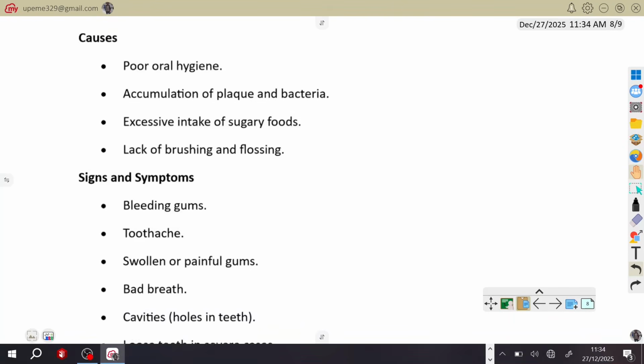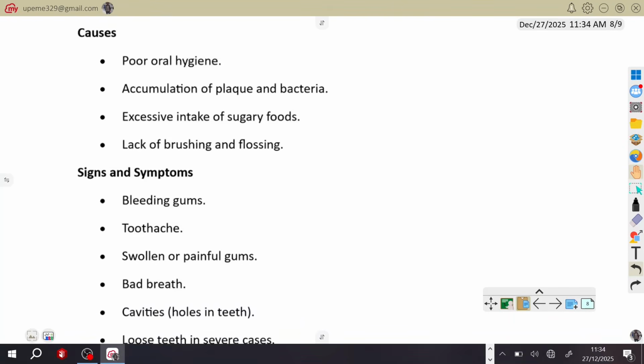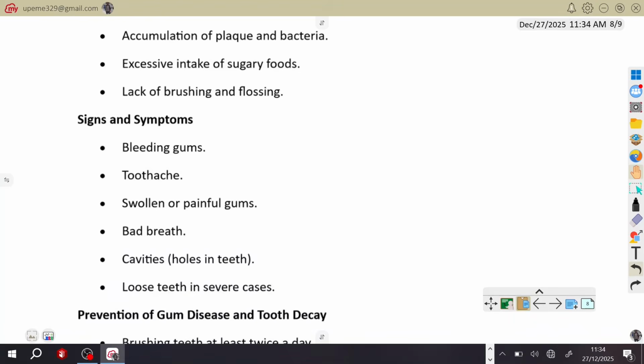Now, what are the symptoms of gum disease and tooth decay? Number one sign and symptom is bleeding gums. So you find that your gums are bleeding, meaning they are producing some form of blood. That is already a sign to say gum disease or tooth decay is happening. Then also toothache. You begin having pain in your teeth. That is a sign that you are about to have or you're having gum disease and tooth decay.